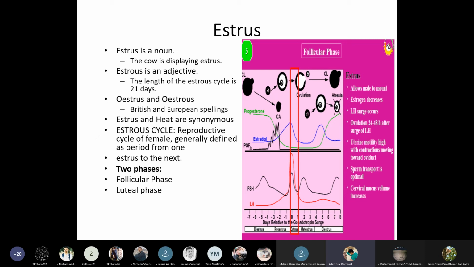The estrous cycle is a reproductive cycle of a female, generally defined as the period from one estrus to the next. So it's a cycle that has different phases and stages. The estrous cycle starts from estrus and ends at another estrus. They have two phases in the estrous cycle, the follicular phase and the luteal phase.